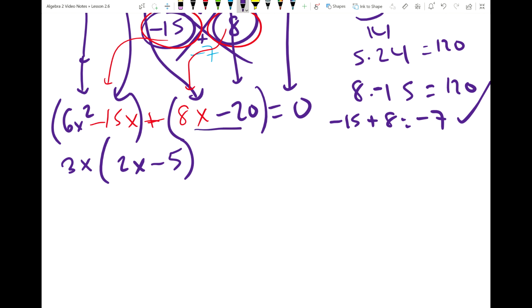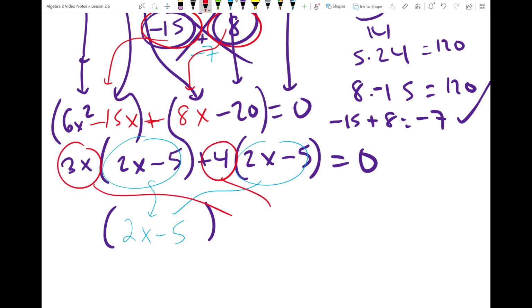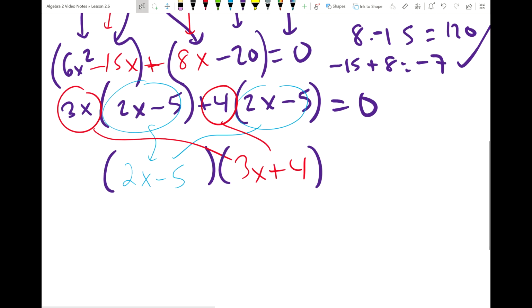Now what goes into the second parentheses? We can pull out a 4, because 4 goes into 8 and 4 goes into 20. So let's pull out a positive 4. 4 goes into 8 twice with an x left over, and 4 goes into 20 5 times. These match, so you place one of them in parentheses: 2x minus 5, and then the 3x plus 4 goes in another pair of parentheses. All right, we factored it.